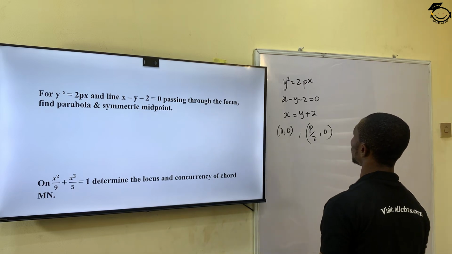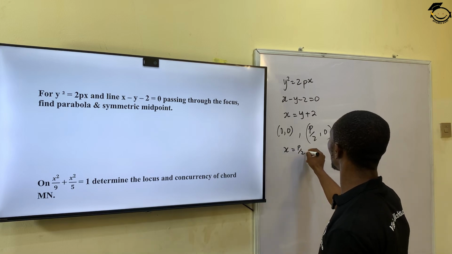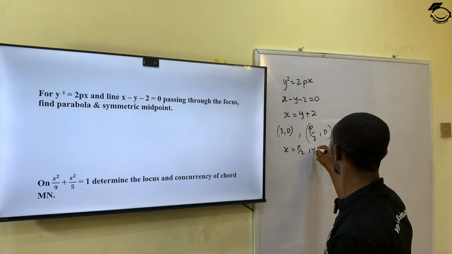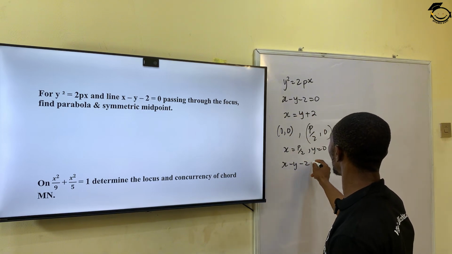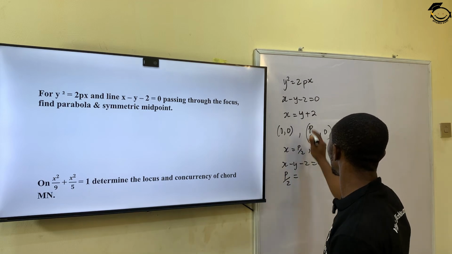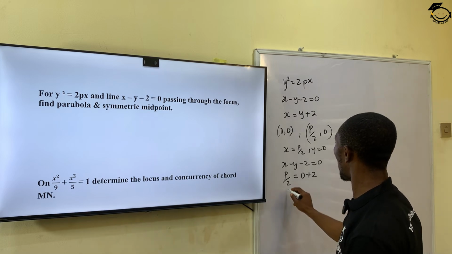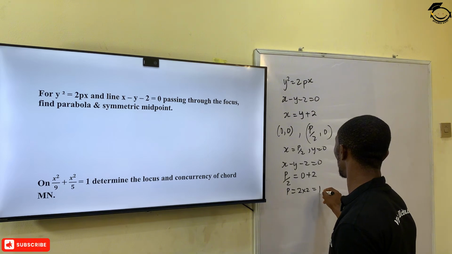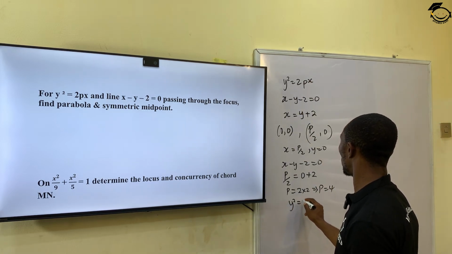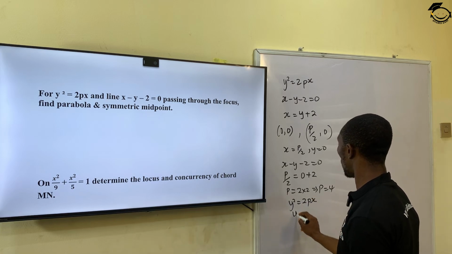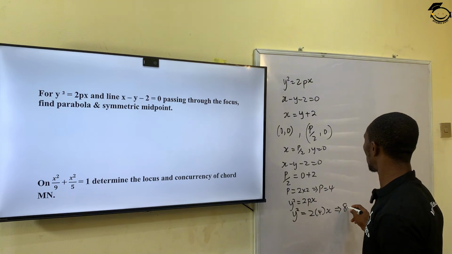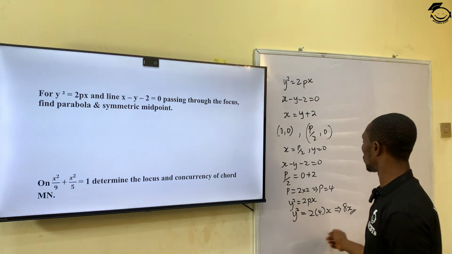Now substituting x equals p over 2 and y equals 0 into x minus y minus 2 equals 0, this becomes p over 2 equals 0 plus 2. So p equals 2 times 2, which gives p equals 4. Back to y squared equals 2px, with p equals 4, we have y squared equals 2 times 4x, which gives us 8x as our parabola.